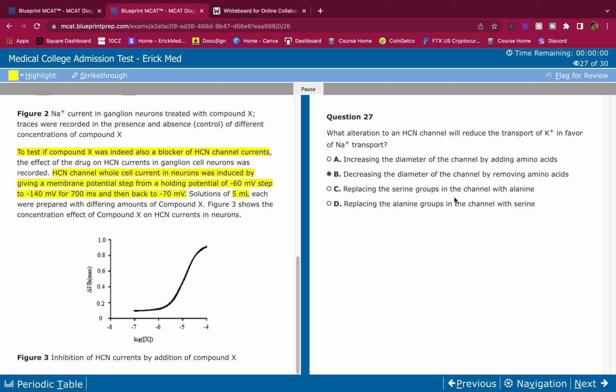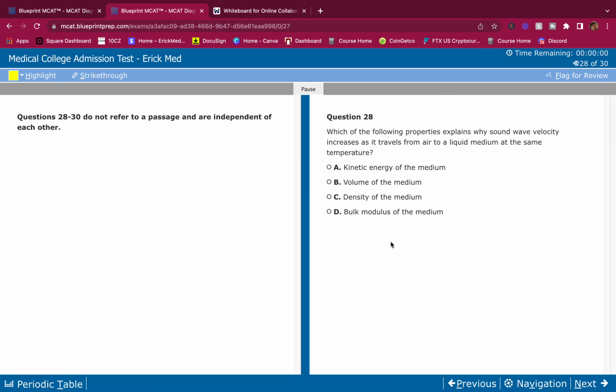And then replace the serine groups, but I don't see why that would help at all. You're not even changing the charge here. Yeah, I don't see why that would help at all. So B is the answer for that one.